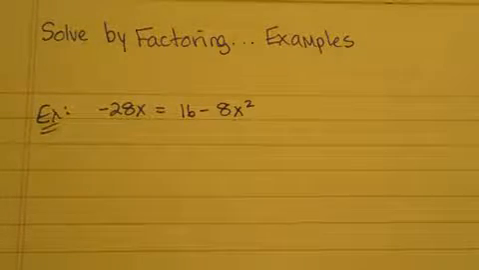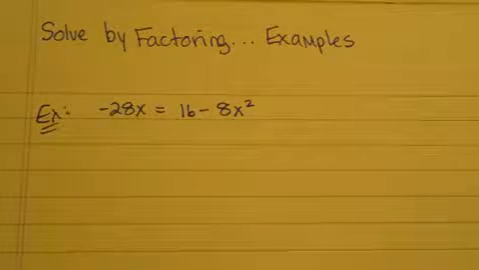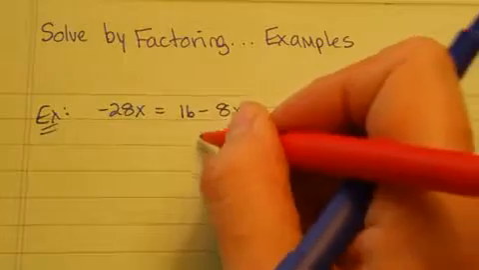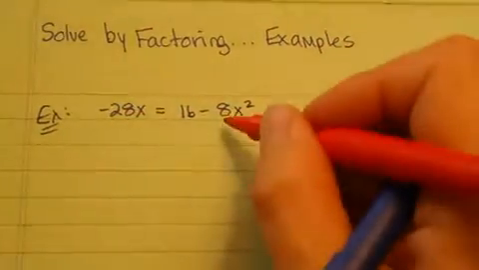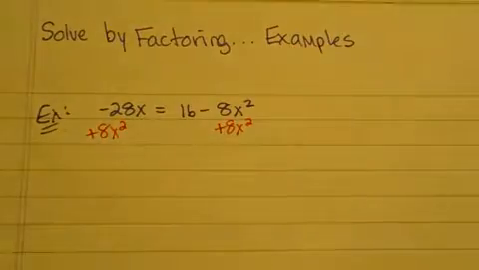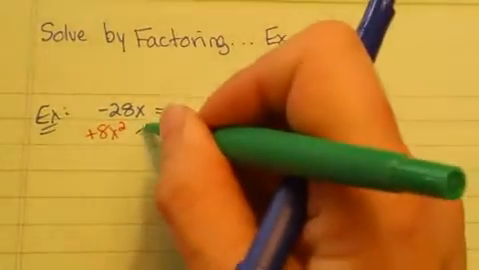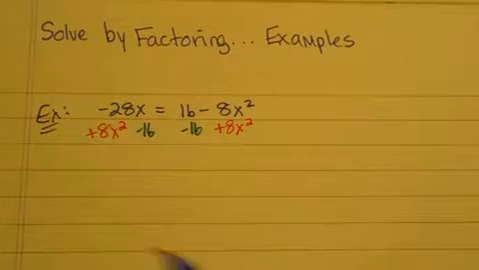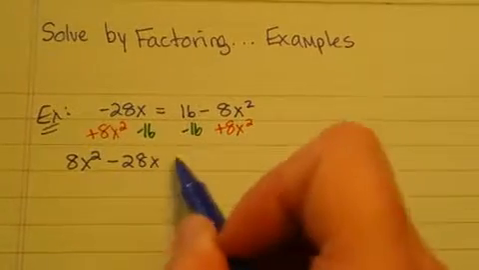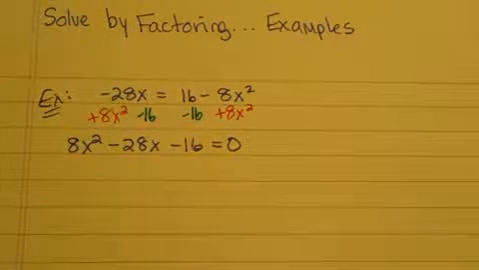Now before we can solve an equation by factoring, what we're going to want to do is get the equation equal to 0. And we also want to write it in standard form. So I'm going to go ahead and move my negative 8x squared to the other side of the equation, because when I'm factoring, I always like to start out with a positive leading coefficient. I'm also going to subtract that 16 from both sides to move that term to the left side of the equation as well. So I'm going to start out with 8x squared minus 28x minus 16 equals 0. So I have it equal to 0 and in standard form.